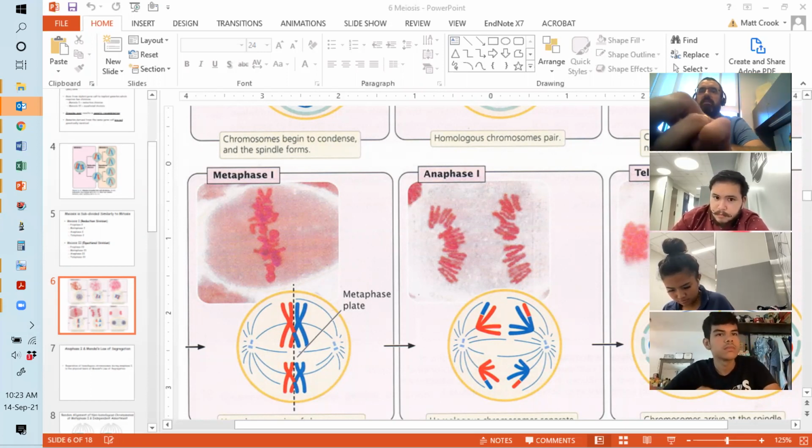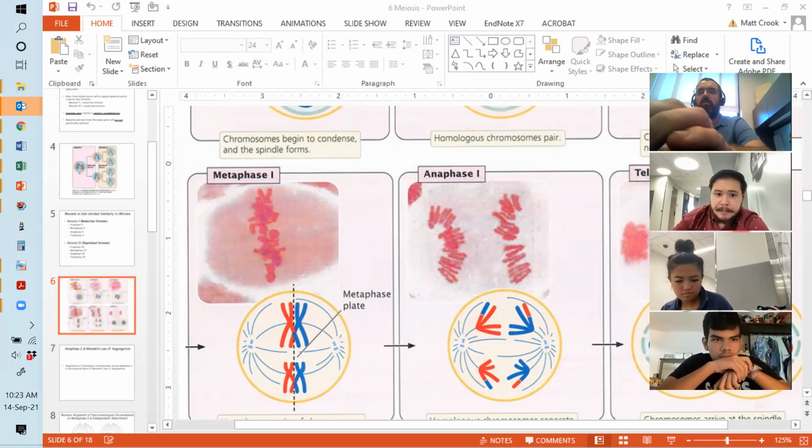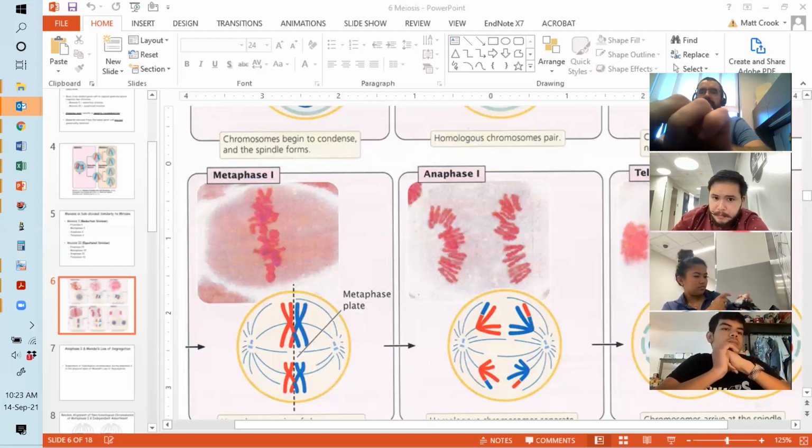This is the basis for the law of independent assortment, and a very large part of the diversity of gametes, or genetic diversity, I guess.